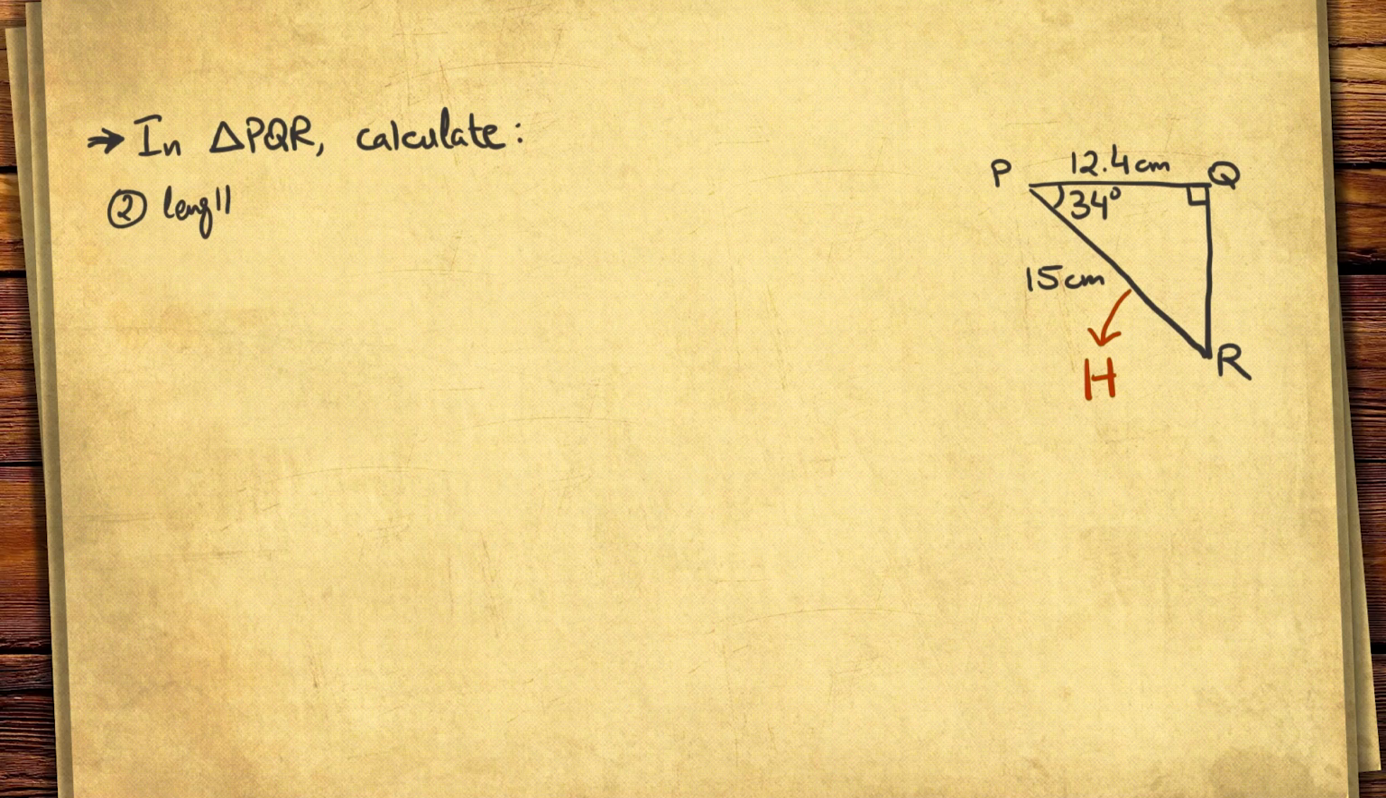The next thing we have to calculate in the same triangle is the length of the side QR, that is this side between Q and R. Now you can use the Pythagoras theorem to calculate it, but at the moment we are practicing the trigonometric ratios, so let's stick to sine, cos and tan. Now if you use the angle 34 degrees, then the side QR is opposite to that angle, so let's mark it as O for opposite.